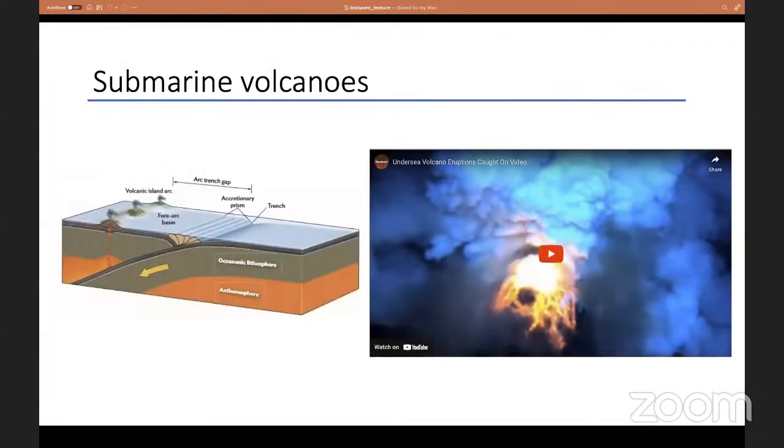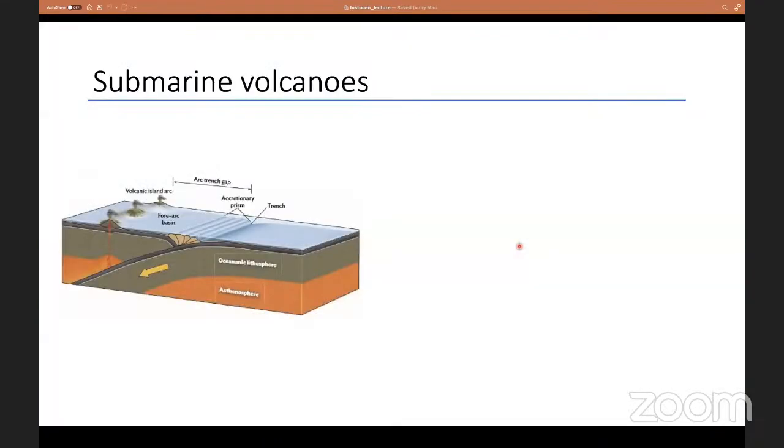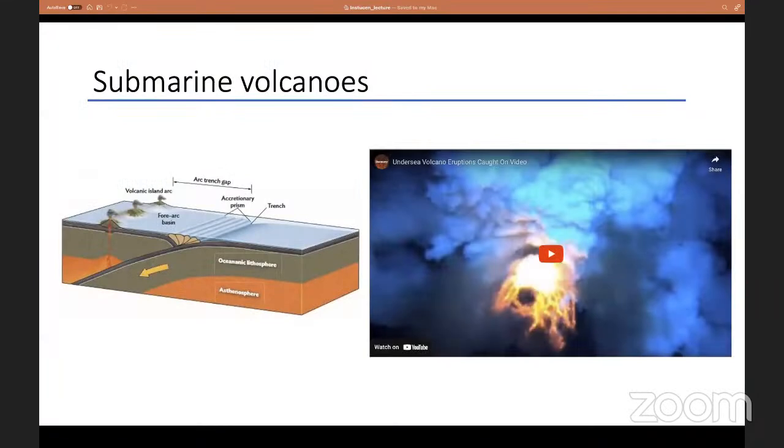Yep. So the other very interesting feature about convergent margins or subduction zones is the formation of volcanoes. And these start up as submarine volcanoes where you have a huge amount of magma and rocks being spewed onto the surface. But apart from rocks, these magmas are full of water vapor as well as gases. So these are kind of explosive eruptions that take place.